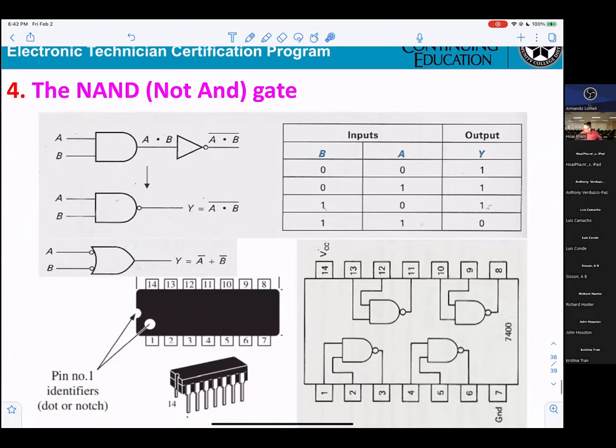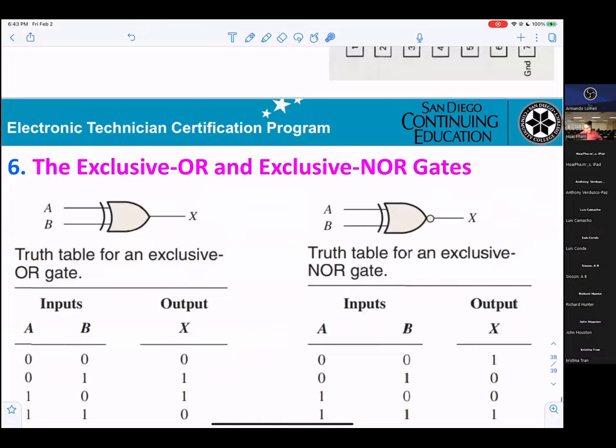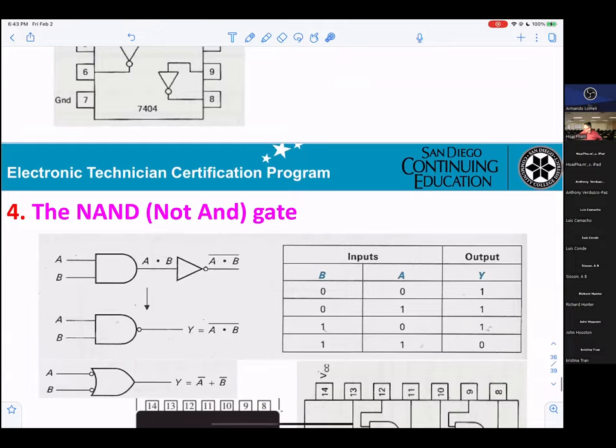Okay, so when you get the time, try to look over the NAND gate, NOR gate, and exclusive OR. Oh, we can quickly go through that one so we can get it done. Next time we can get another one. NAND, this is the gate here.